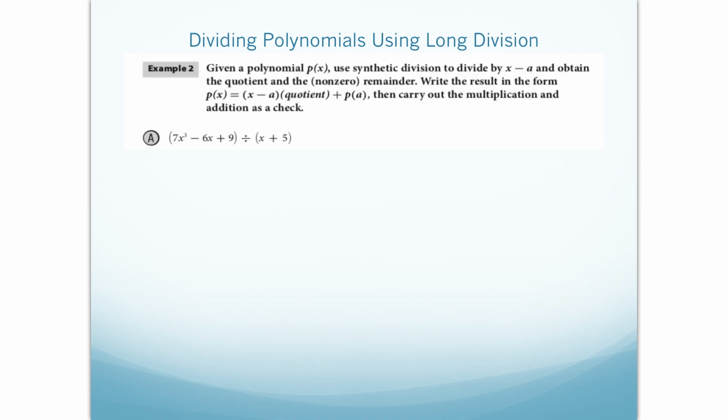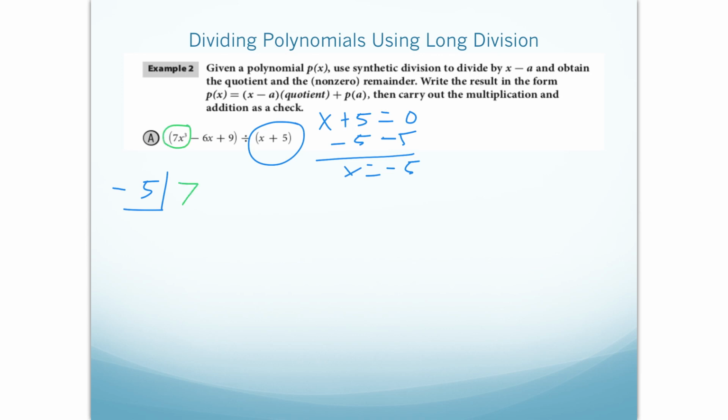So using synthetic division, we take the x plus 5, because that's what we're dividing by, set it equal to 0. So x equals negative 5. That's what we're going to use to do synthetic division with. Then we write the coefficients, so 7x to the third, there's no x squared term, so that's 0, then negative 6, and then 9. So now we're set up to do synthetic division.